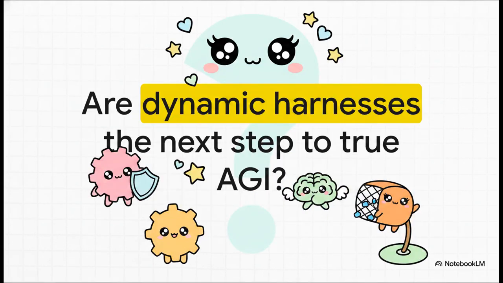Which leaves us with this pretty provocative thought to end on. Are dynamic, self-generating agent harnesses the next logical step toward true artificial general intelligence? I mean, perhaps the secret to AGI isn't just throwing billions and billions of dollars at training ever larger black box models. Perhaps the true path forward lies in AI engineering, in teaching models how to build smarter safety nets, manage their own context, and dynamically ground themselves in reality. It's a massive paradigm shift, and one you're now fully equipped to understand.